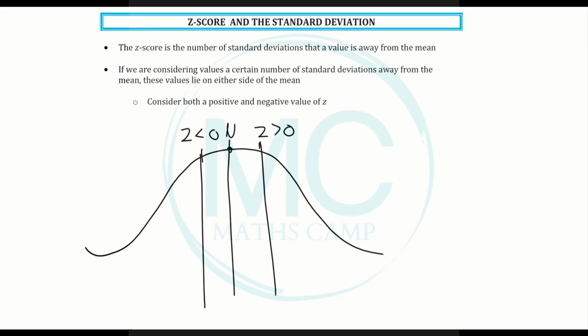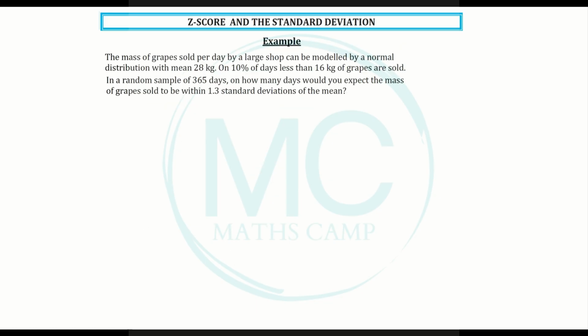Let's look at an example. The mass of grapes sold per day by a large shop can be modeled by a normal distribution with mean 28 kilos. On 10% of days, less than 16 kilograms of grapes are sold. In a random sample of 365 days, on how many days would you expect the mass of grapes sold to be within 1,3 standard deviations of the mean?